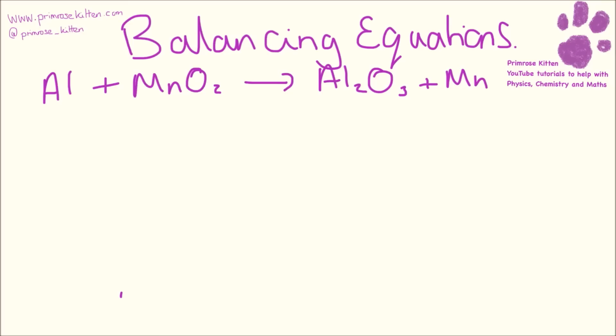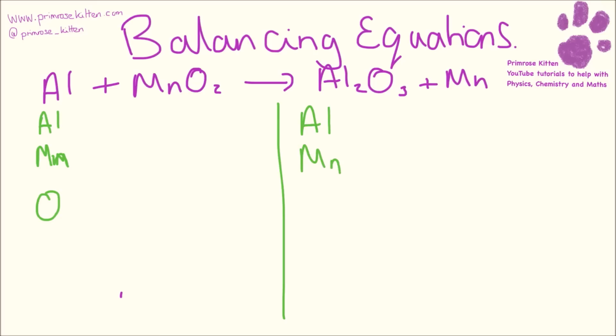By the time you get this far in the course, the examiner is going to expect that you can balance equations perfectly. So here is a particularly tricky one for us to practice on. We have aluminium, MnO, AlMnO. We have 1, we have 1, we have 2, we have 2, we have 1, we have 3.